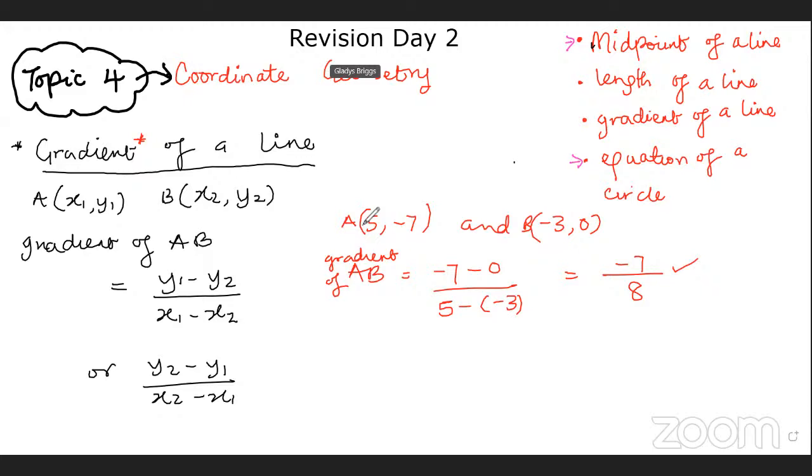Topic 4: midpoint of a line. You write the formula down, one example, finish. Length of a line, write the formula down, write one example, finish. Gradient of a line, write the formula down, write one example, done. So you don't feel overwhelmed and you don't write too many things. Just one formula down, one example, done.